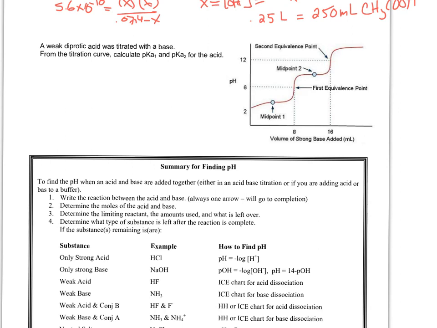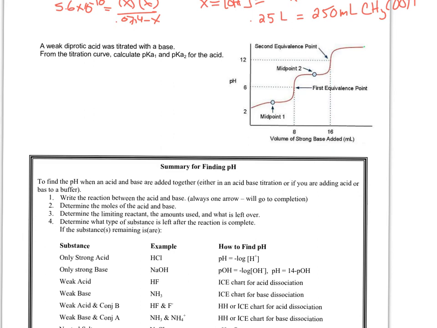If it was triprotic, guess what it would look like? It would look like this, where there will be a third equivalence point right there. So I'm going to go ahead and erase that. Now, what it's asking for is, from the titration curve, we want to calculate pKa1 and pKa2. What is that? That's negative log of the Ka for the first H plus of that acid and for the second H plus of that acid.